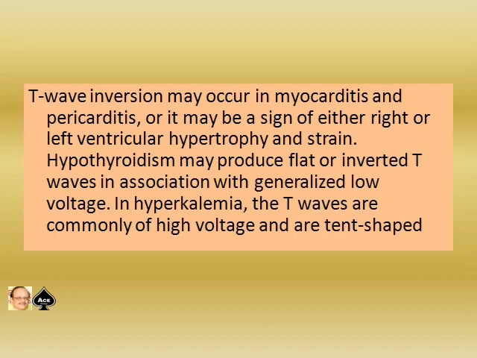T-wave inversion may occur in myocarditis and pericarditis, or it may be a sign of either right or left ventricular hypertrophy and strain. Hypothyroidism may produce flat or inverted T-waves in association with a generalized low voltage. In hyperkalemia, the T-waves are commonly of high voltage and are tent-shaped.